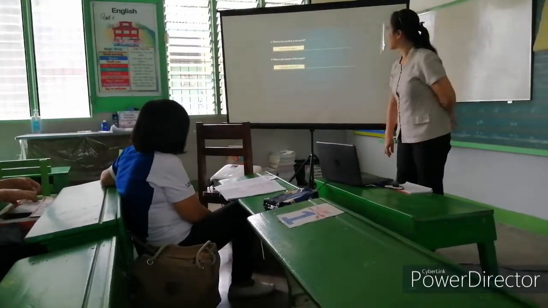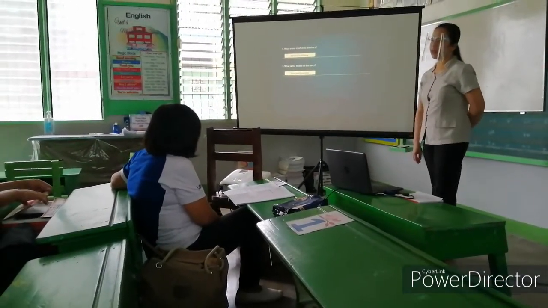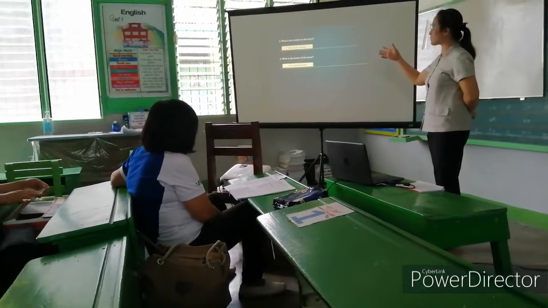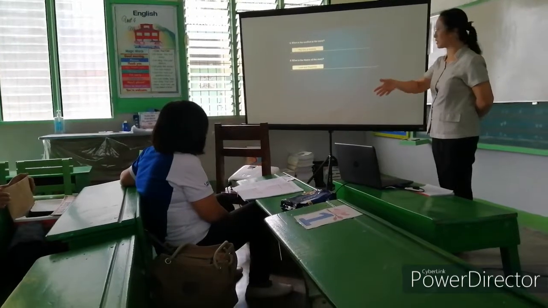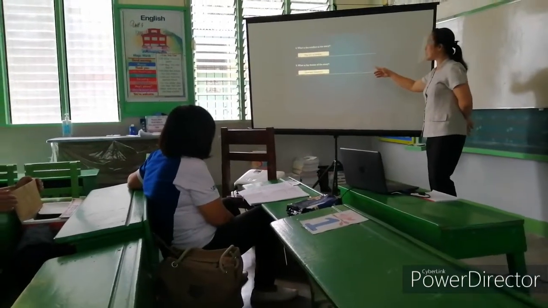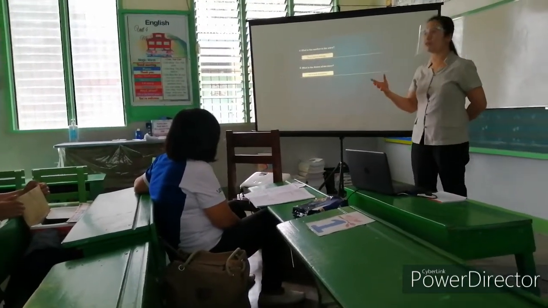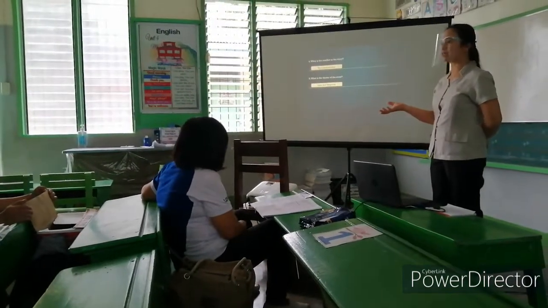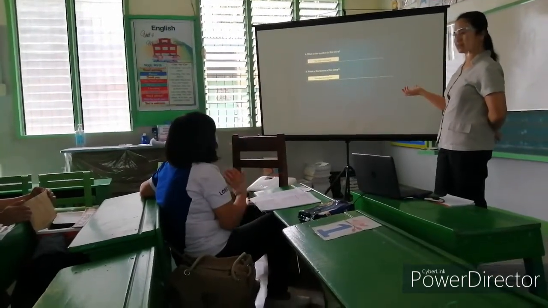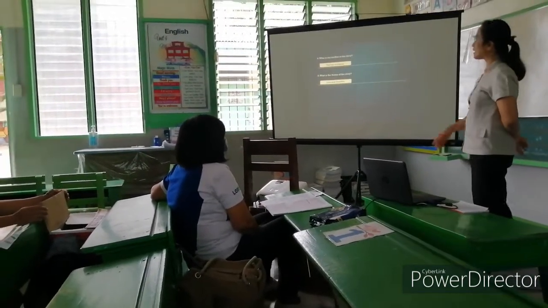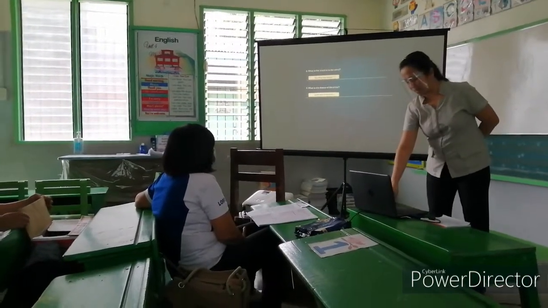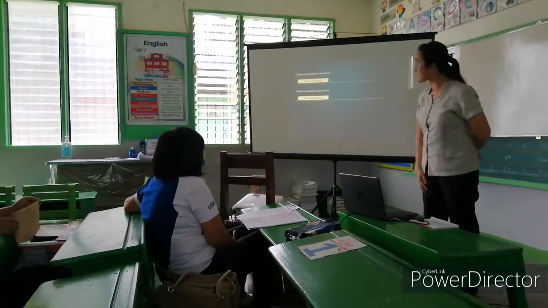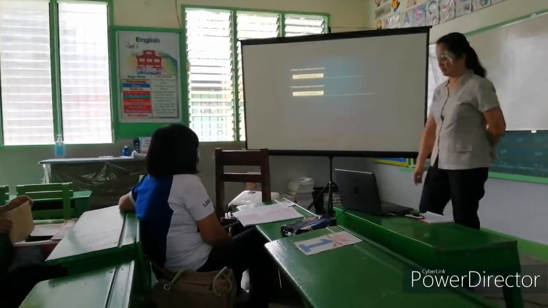Love and creativity. Now, love refers to the grandmother who loves her grandchild dearly. The creativity shows the creativeness of the boy in making a snare in order to catch birds. That's why the lessons are love and creativity. Okay, very good. Any questions?